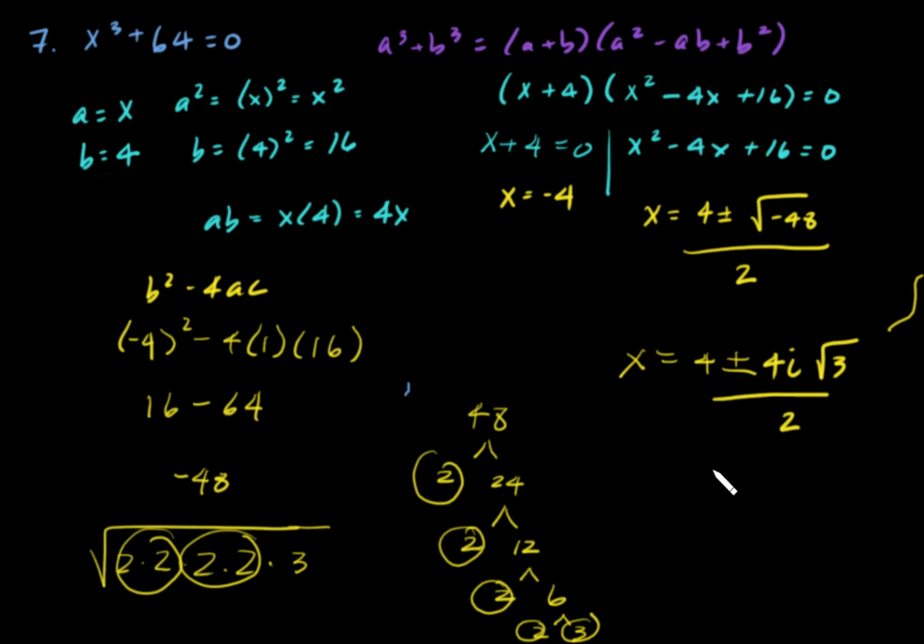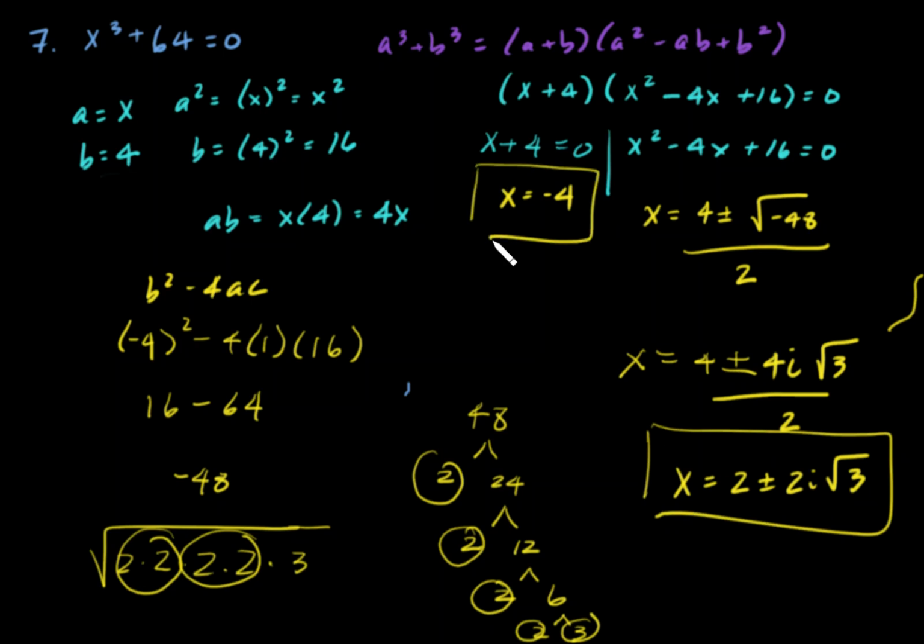4, 4, and 2 are all divisible by 2. So we have 2 plus or minus 2i square root of 3. Okay, we have this, and we have x equals -4. Those are our two roots. Okay, and we're done. Good job, guys.